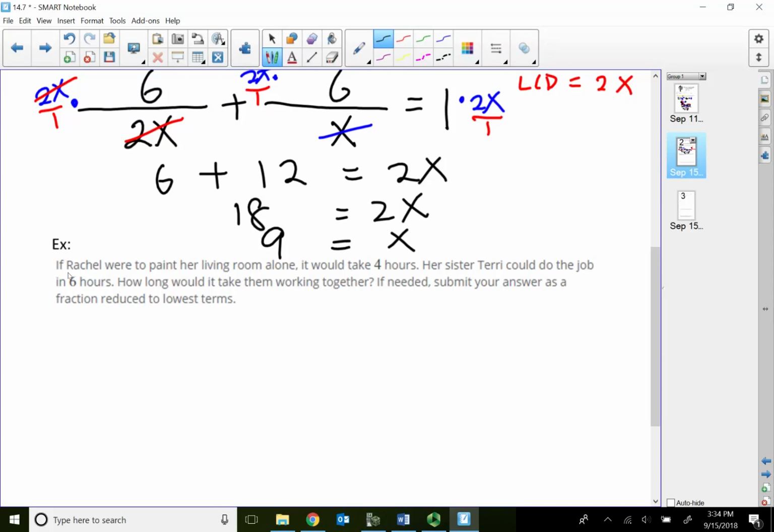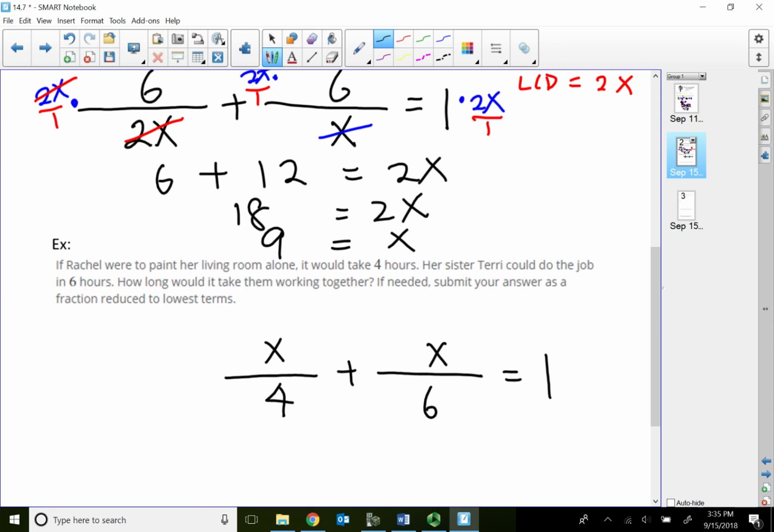Now this problem, for example: if Rachel were painting her living room alone, it would take 4 hours. So Rachel will take 4 hours. Let's put Rachel down here. Her sister Terry could do the same job in 6 hours. So that would be Terry, 6. How long would it take them working together? So my variable x has to represent the time working together.